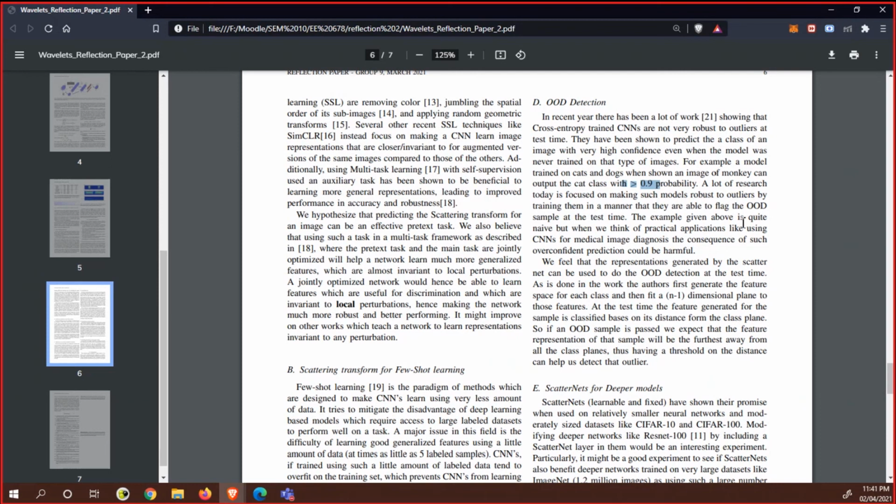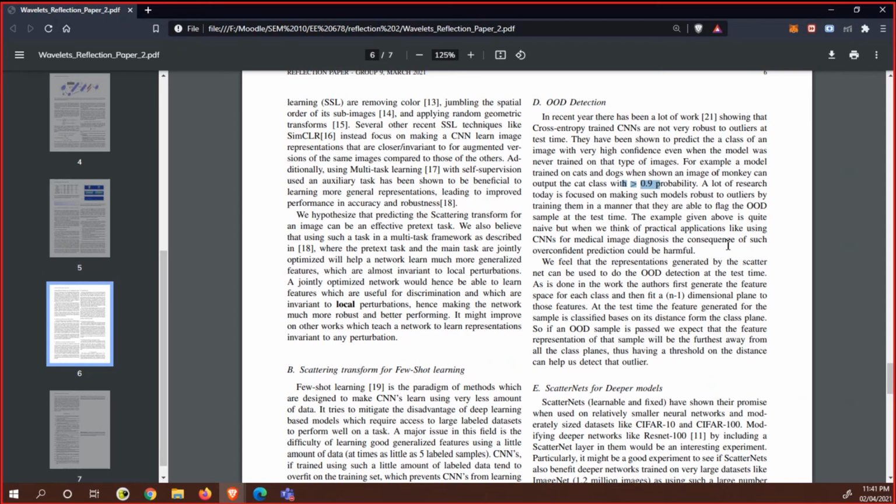So we need to have models which are really robust to such kind of overconfident predictions. So we feel the scatternets could help there, in a way such that what the scatternets are actually doing is giving us some good representational space which is separable in that higher dimension.